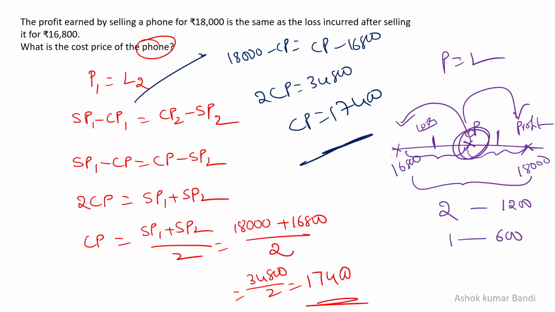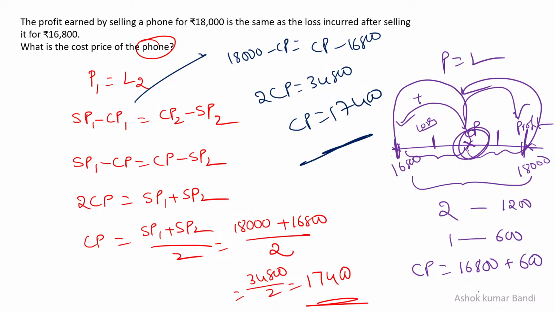I want the middle value. There are two ways. You can take this point and add 1 unit, or you can take this point and subtract 1 unit. I will take the first one. So my CP equals the left side loss point plus 1 unit, that is 600. You are going to get 17,400. Take the middle point as CP. Take the loss side plus 1 or the profit side minus 1. That will give you the middle value, that is CP.